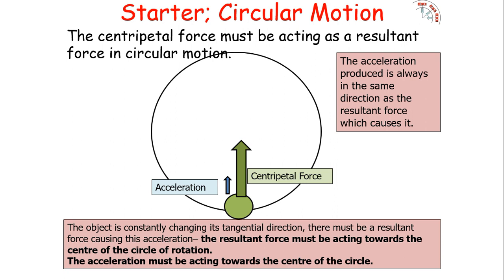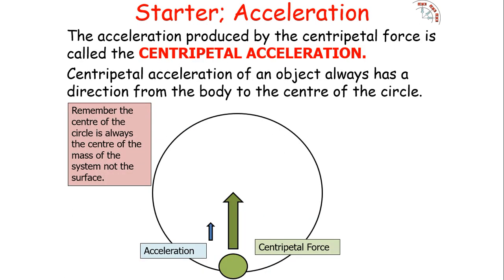So as it goes along around the circle, the centripetal acceleration and the centripetal force always act towards the center of the rotation. So the acceleration produced by the centripetal force is called the centripetal acceleration, and it always acts from the body to the center of the circle.